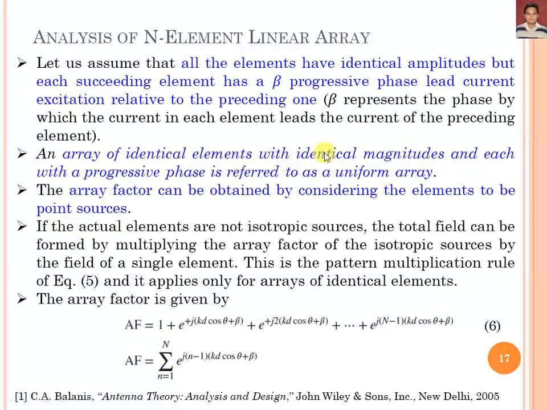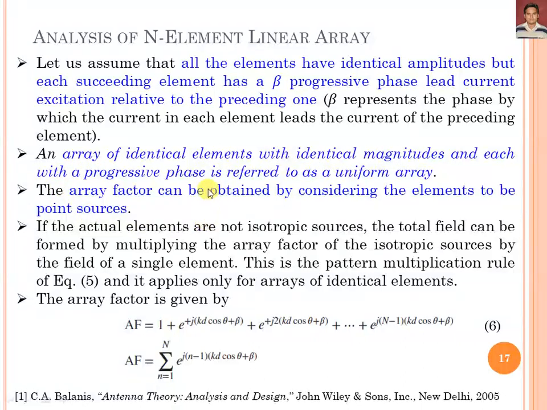So why do we say uniform array? The antenna elements are identical, having equal magnitude, and each has a progressive phase. This type of antenna is called a uniform array. The other category is the non-uniform array, in which the magnitude may be the same but the progressive phase shift may be different between antenna elements. This type of antenna is a non-uniform array.